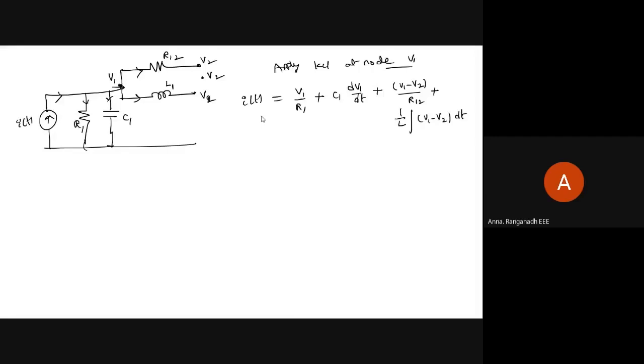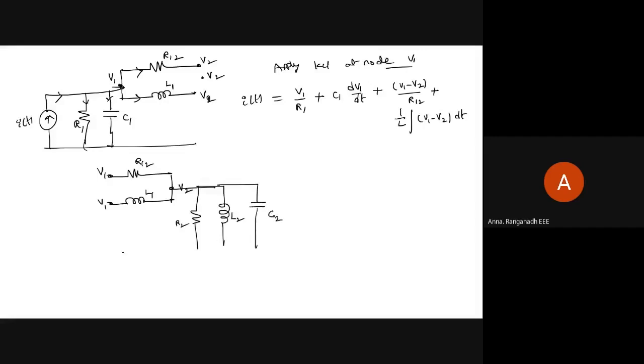Similarly, we'll go for drawing the other equation. Another diagram is coming for node 2. Here we'll have node 2. That node 2 will connect to this R12, which is between node 1 and node 2. So here L1, which is connected to V1. Here one resistance is connected, that is R2, and one more inductance and one more capacitance, C2. So this is the equivalent circuit at node 2.